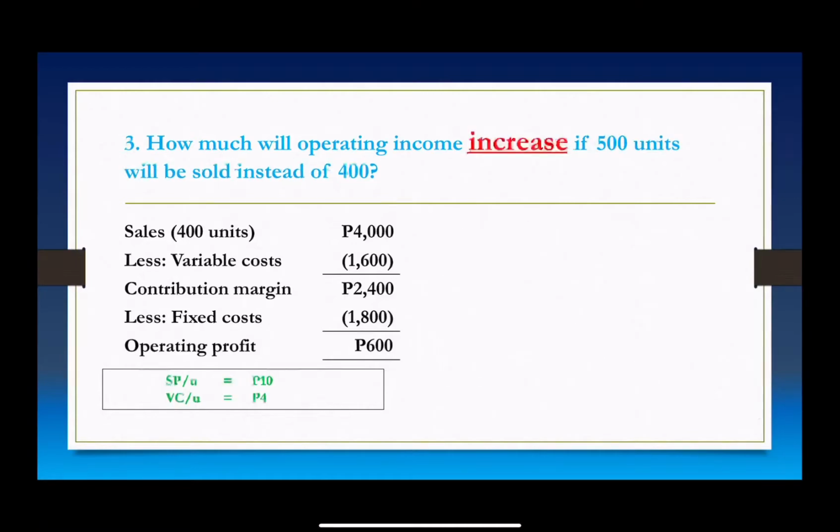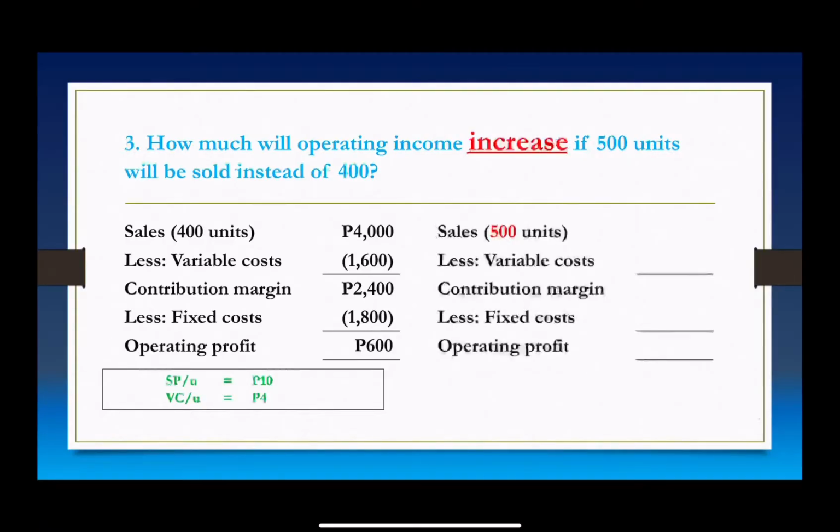For question number 3, how much will operating income increase if 500 units will be sold instead of 400 units? Again, you can solve this individually. For the sales, 500 times 10, this is 5,000 pesos. For variable cost, 500 units times 4 pesos per unit, it will be 2,000. So the difference will be 3,000. For the fixed cost, 1,800. So the operating profit will be 1,200.